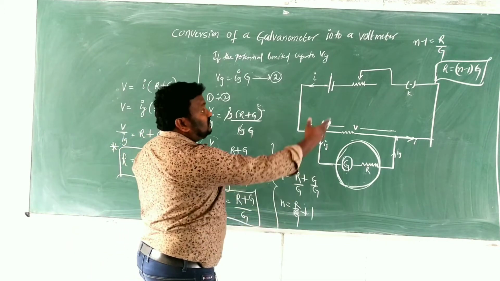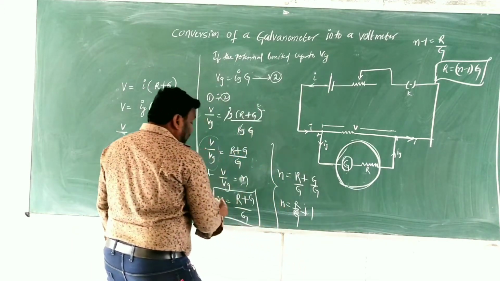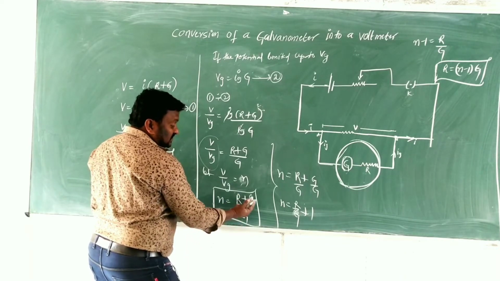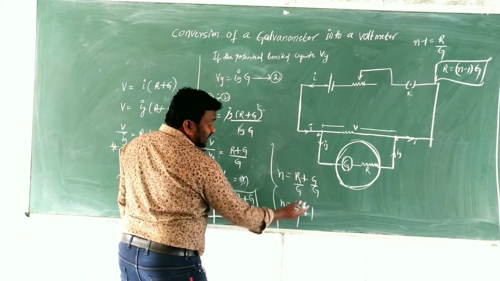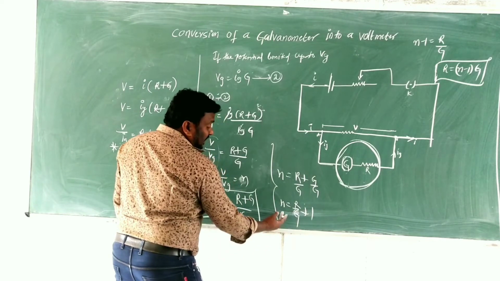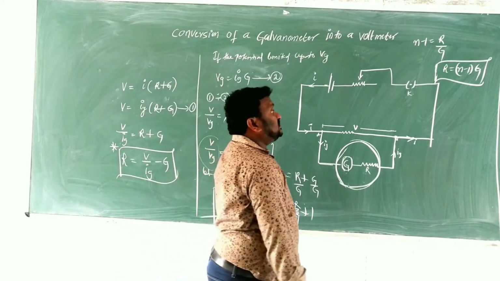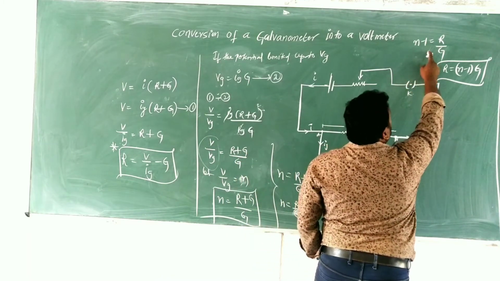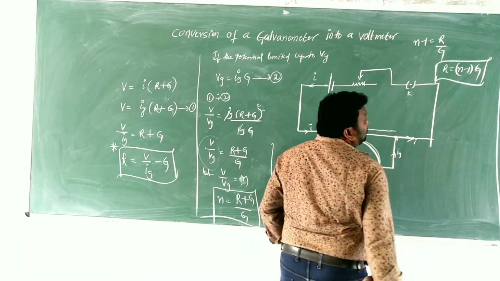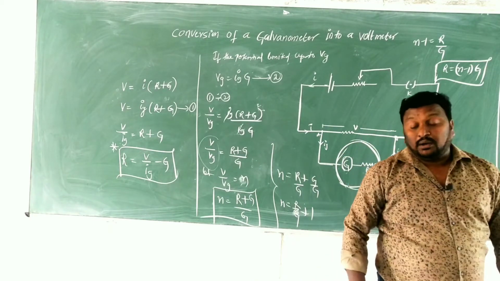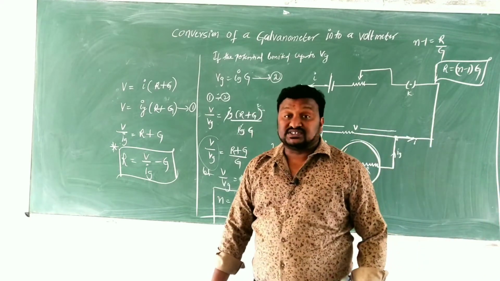And from that what do we get, children? N is equal to, we are separating the terms, R by G plus G by G. Here G gets cancelled, what we get? 1. Then N is equal to R by G plus 1. Then N minus 1 is equal to R by G, and R is equal to (N minus 1) into G. So this is the way to answer the same question for 8 marks.